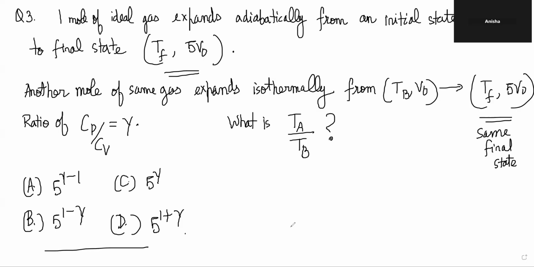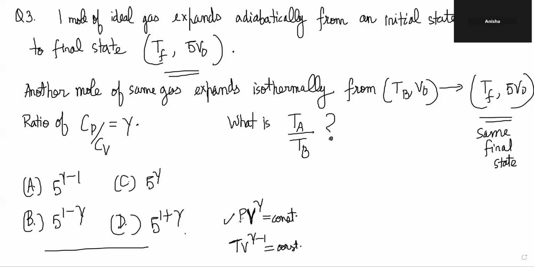PV to the power gamma is equal to constant. TV to the power gamma minus 1 is constant. And for pressure, T to the power gamma, P to the power 1 minus gamma is constant. You don't need to remember the third one. You can derive it, right? Do you know that we can derive all the others from one of them?